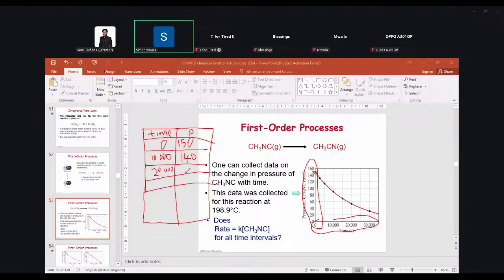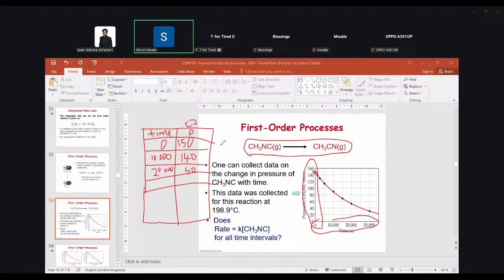Then they ask you to determine whether this reaction is first order or not. At 2,000, maybe you have about 50. At 20,000, you have 50. So they'll give you a table like this. Or this can be concentration. It depends on what they give you. Then they ask you, is this reaction first order kinetics, second order, or zero order?